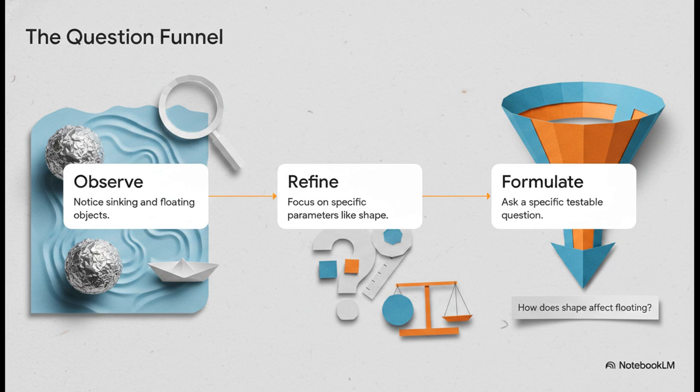You step up to the whiteboard and use the question funnel. Step 1, acknowledge the observation of the sinking and floating. Step 2, you guide the students to refine their curiosity into specific parameters. You ask them, well, what is different about these objects? Is it their weight? Is it their shape? Finally, step 3, you funnel that down into a specific testable question. Suddenly, why does it do that becomes, how does the shape of an object affect whether it floats? You've just turned raw wonder into an experimental investigation.